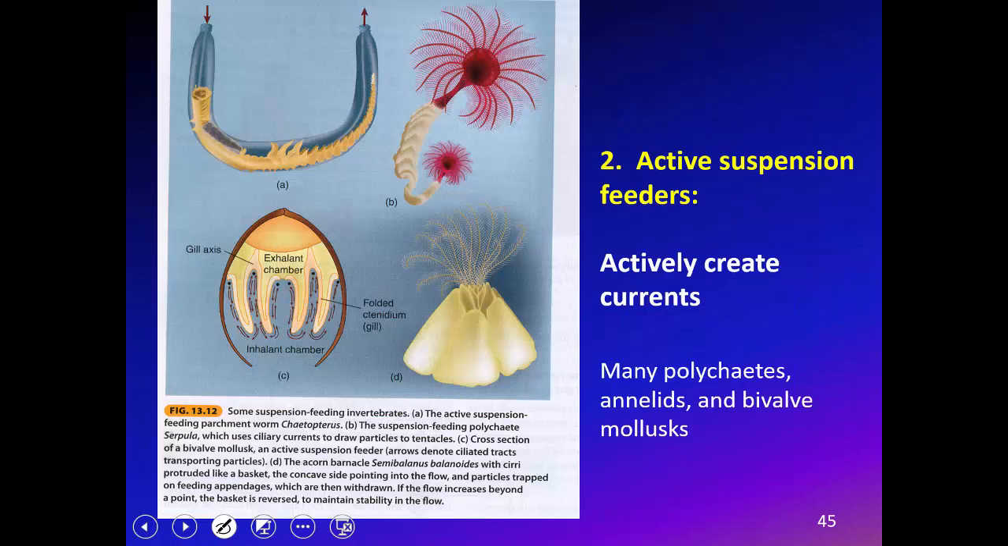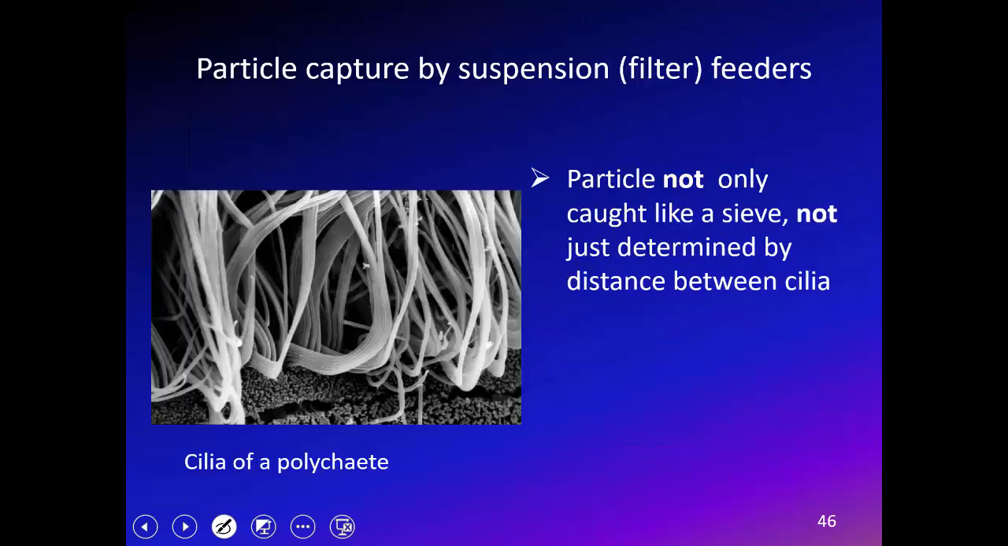Active suspension feeders, on the other hand, create their own currents. So they're pulling in water, or somehow creating currents past their feeding apparatus to harvest food. And that includes, you can see here, many polychaete worms and bivalves that do this type of feeding. What's happening here is analogous to what we saw already for the filter feeding zooplankton, in that the particles are caught by these hair-like structures, and the word that's used here is cilia, and not setae.